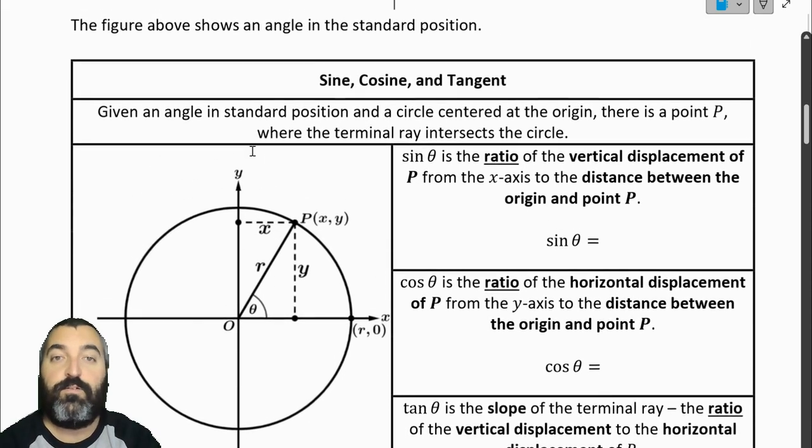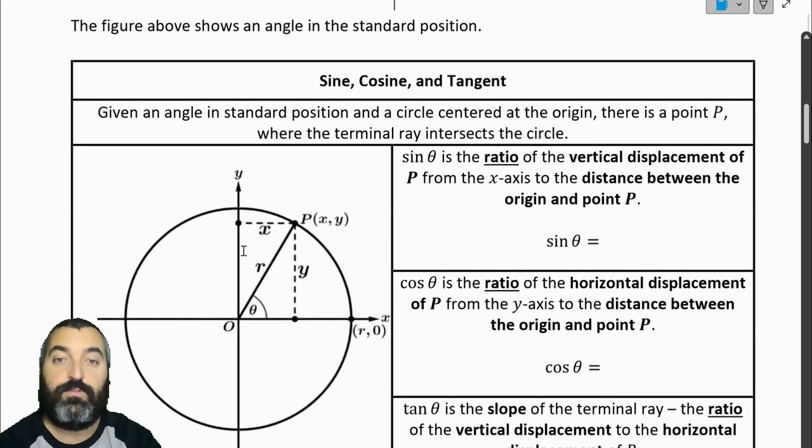You should hopefully know them, but we're going to talk about them in terms of standard position. So given an angle in standard position, a circle centered at the origin, there's a point P where the terminal ray intersects the circle. So in other words, we have this circle, we have this angle that we're going to call theta, and it's going to hit the circle at some point.